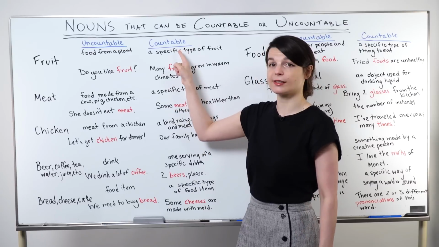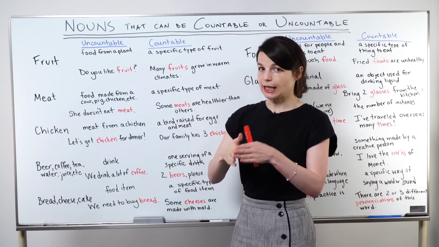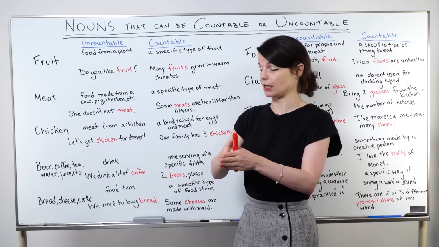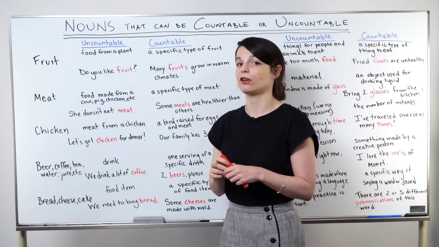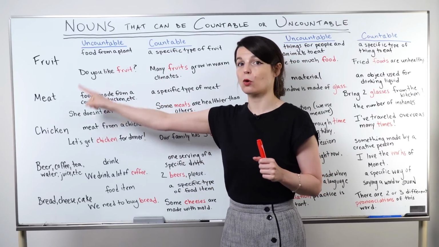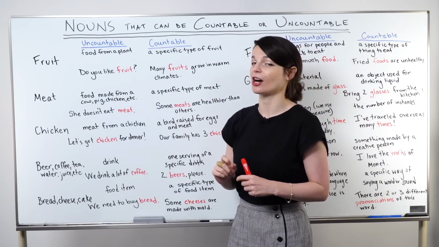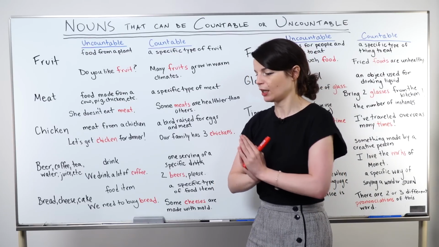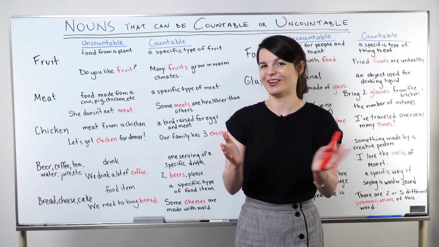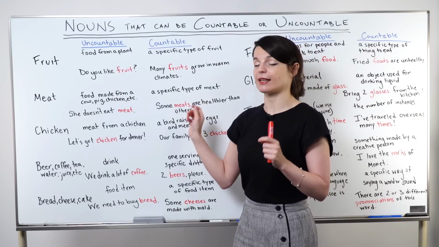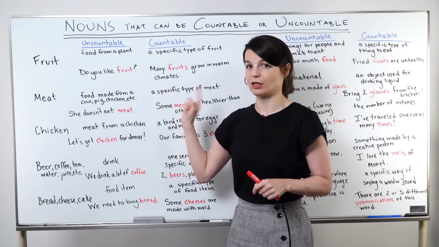As a countable noun, again, just like with fruit and fruits, meat refers to a specific type of meat, a specific kind of meat. For example, some meats are healthier than others. That means inside the category of meat, some types of meat, or instead of saying types of meat, we say some meats are healthier than others. That might mean, for example, chicken or maybe lean beef are healthier than pork. I don't know. But this is how we would use meat as a countable noun to refer to a category or a specific type inside meat.